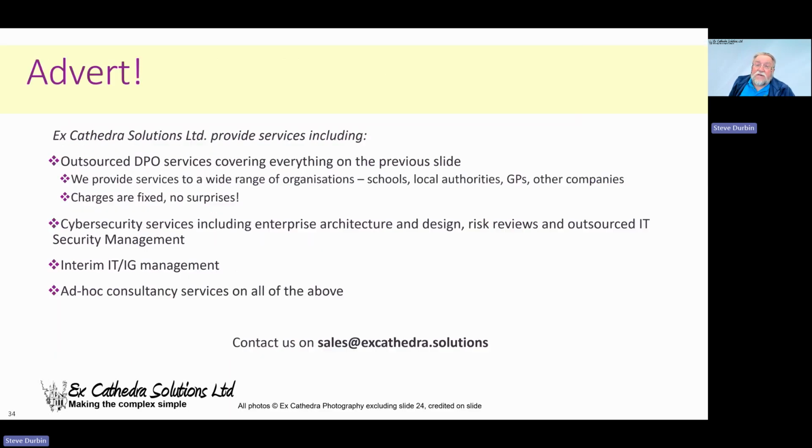Which brings me to my final slide. We provide outsourced DPO services, covering everything on the previous slide, obviously. We work for a wide range of organisations. Currently, our major customers are schools and GPs. We have done local authorities in the past.